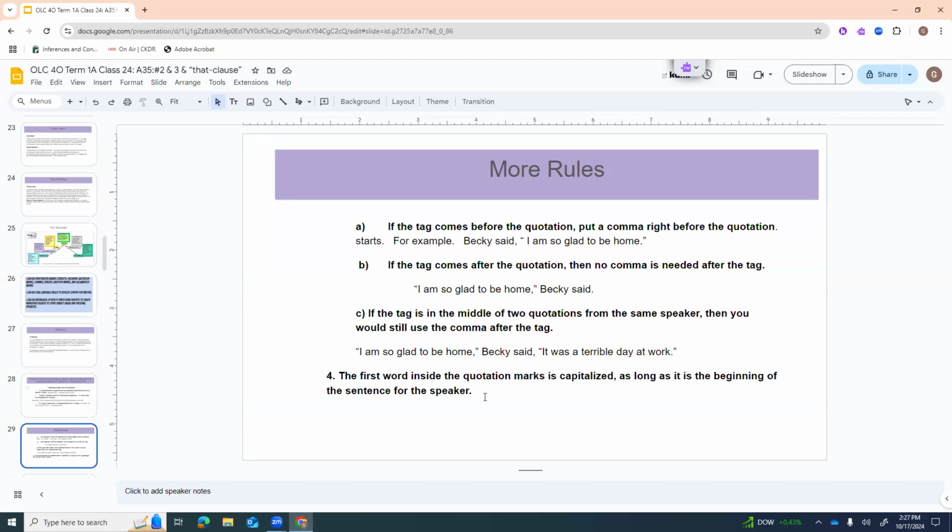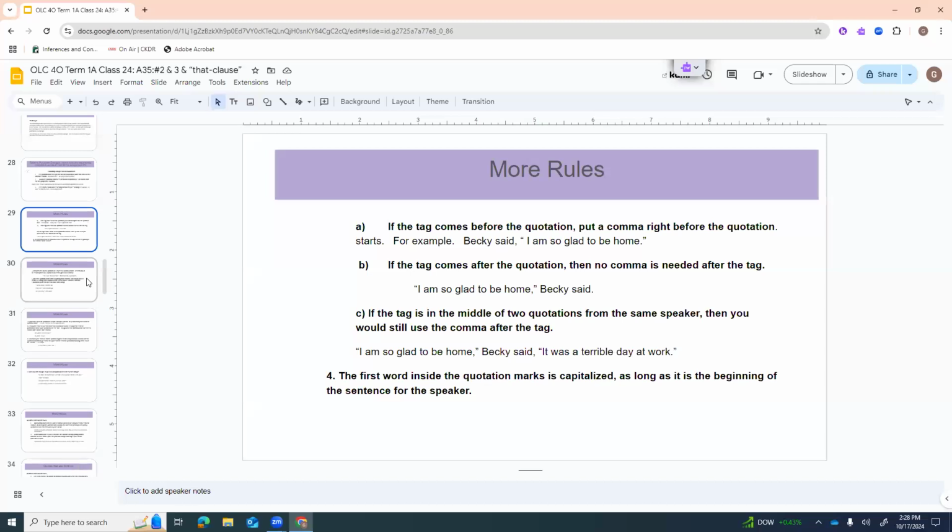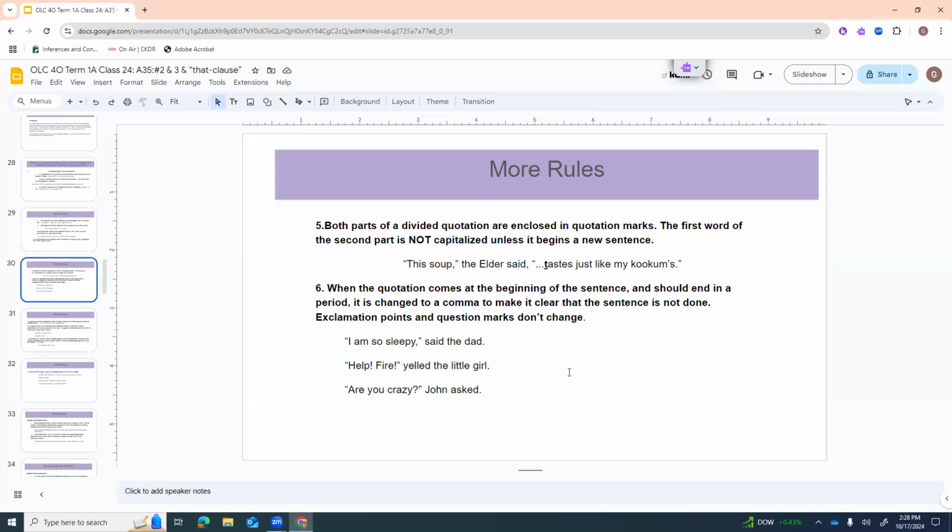Number 4, the first word inside the quotation mark is capitalized as long as it is the beginning of the sentence for the speaker. Number 5, both parts of a divided quotation are enclosed in quotation marks, but the first word in the second quotation isn't capitalized unless it also begins a new sentence. If I said, this soup, comma, the elder said, tastes just like my Gookum's, then I don't need a capital letter here because it's not a new sentence, right? If I had a whole new sentence there, then I'd put a capital, but otherwise, no.